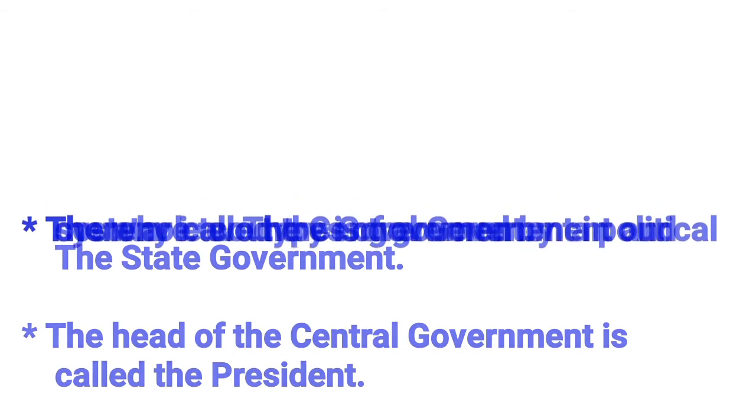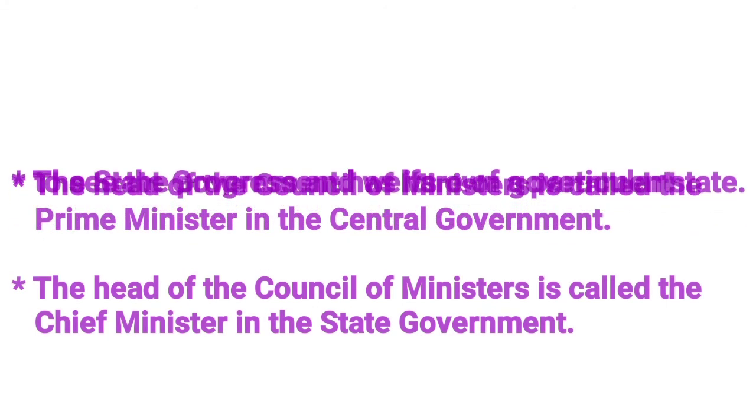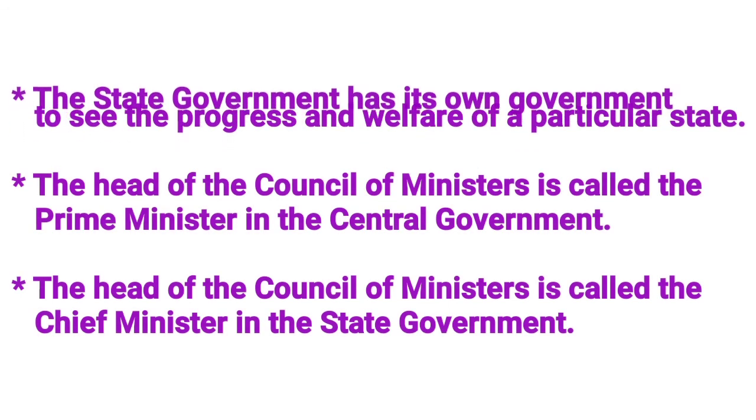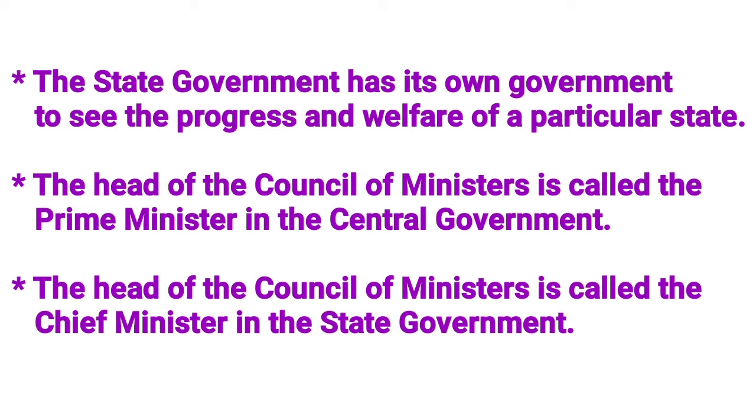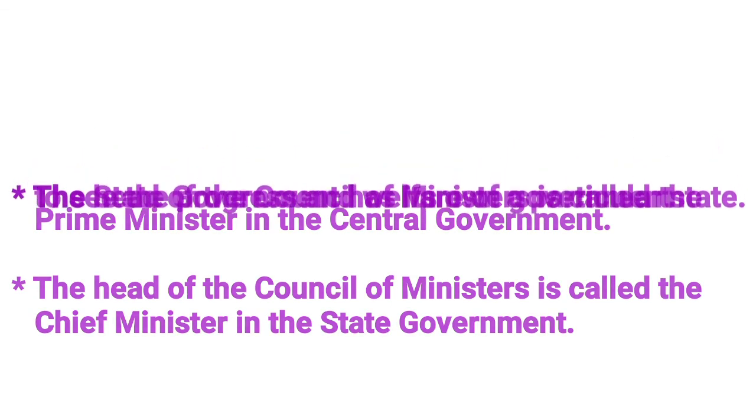The head of the central government is called the president. The state government has its own government to see the progress and welfare of a particular state. The head of the Council of Ministers is called the Prime Minister in the central government. The head of the Council of Ministers is called the Chief Minister in the state government.